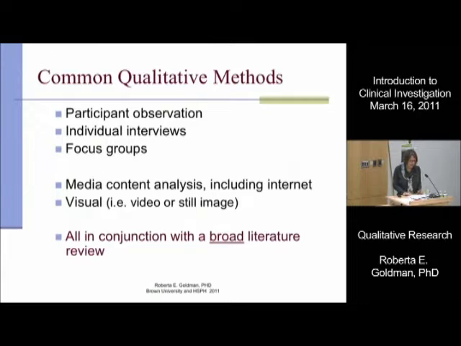But the main thing that I also want to say is that with all of these methods, just like in any kind of research, you will want to use them in conjunction with, preferably following, a broad literature review.